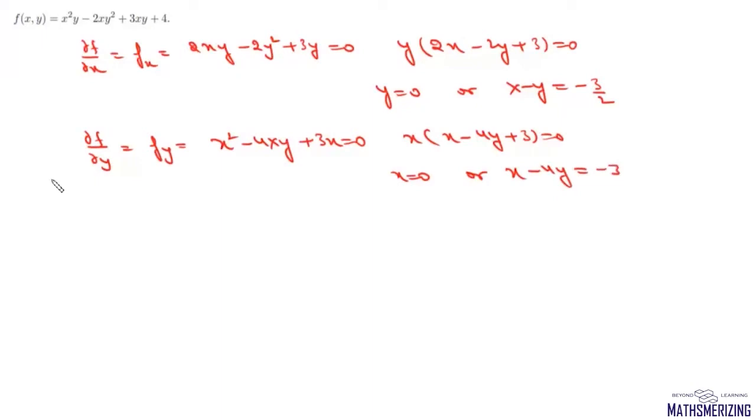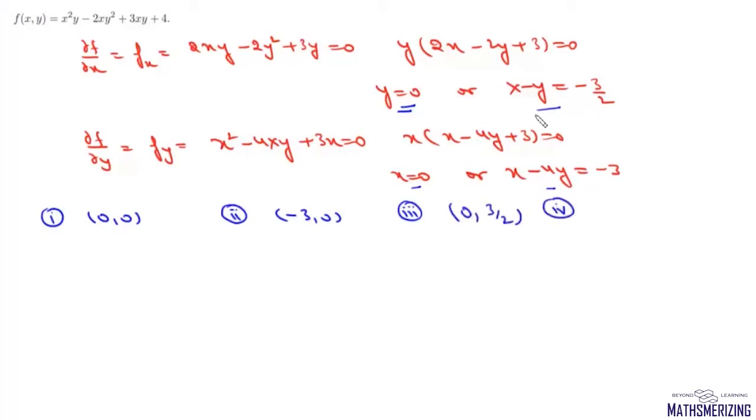So now we have 4 conditions. Either y is 0 or x minus y is minus 3 by 2, and x is 0 or x minus 4y is equal to minus 3. So we'll get 4 points. So the first point will be when y is 0 and x is 0. So one of the points is (0, 0). The second critical point is when y is 0, and if we put y as 0, we'll get x as minus 3. So the other point will be (minus 3, 0). The third point is when x is 0, if we put x as 0, we'll get y as 3 by 2.